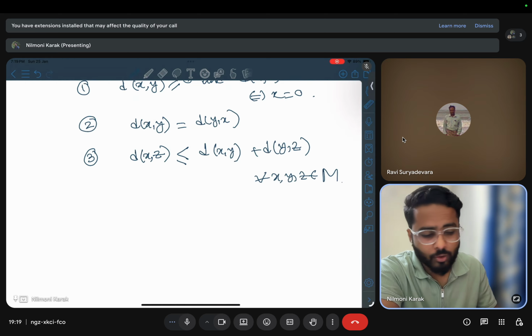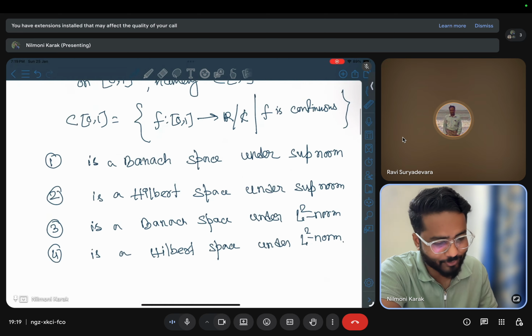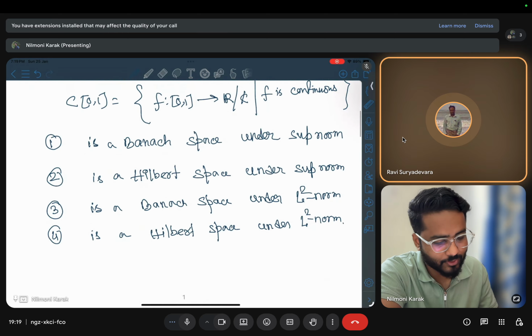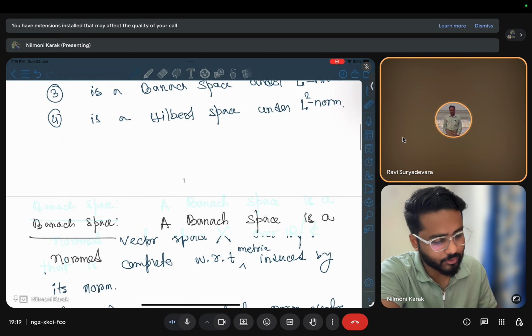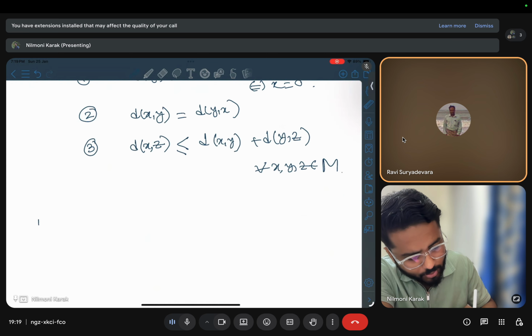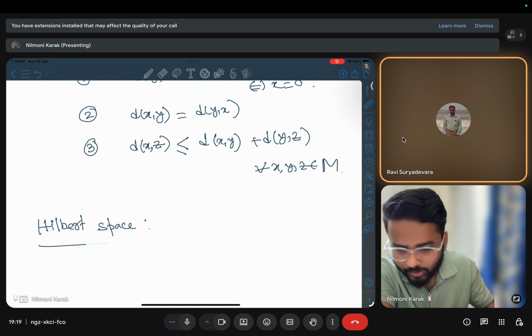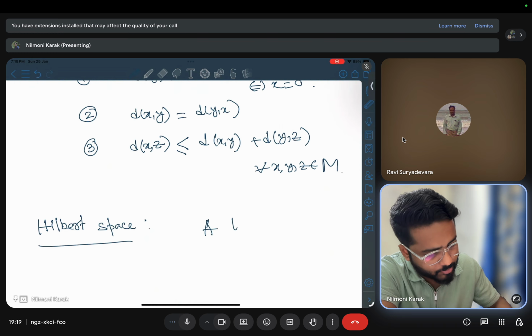Now we should come back to our problem. These are all nomenclature; though they are familiar, these words may not have been used earlier. Now we can also discuss Hilbert space.